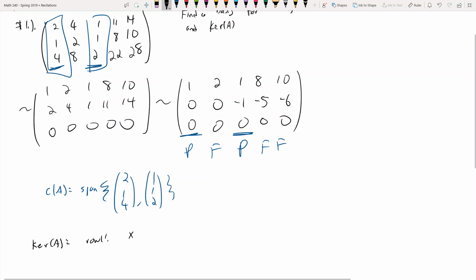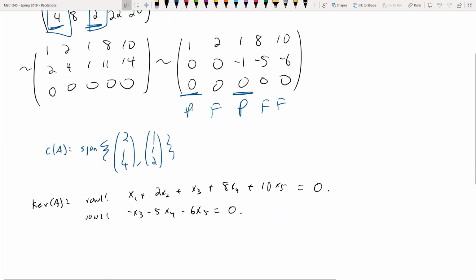gets you x1 plus 2x2 plus x3 plus 8x4 plus 10x5. And what do you want this equal to? 0. And then row 2 gets us negative x3 minus 5x4 minus 6x5 is equal to 0. Okay?